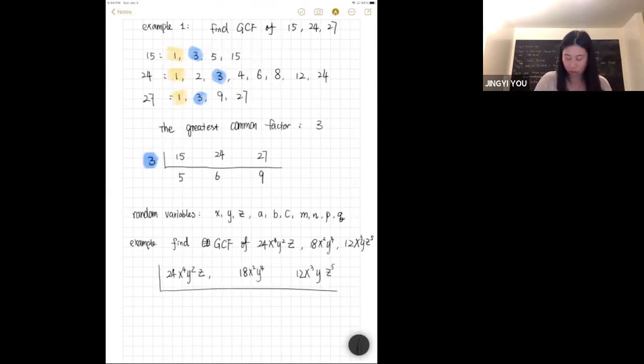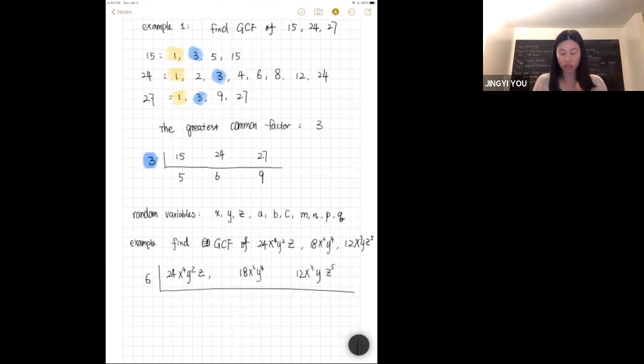Now, this is a little bit complicated. I can't see what the greatest common factor is right away, right? We can do it one by one. We can find the greatest common factor of the numbers 24, 18, and 12. When you look at 24, 18, 12, they can all be divided by 6. So 6 will be a common factor.